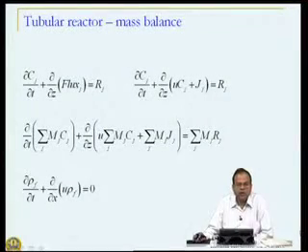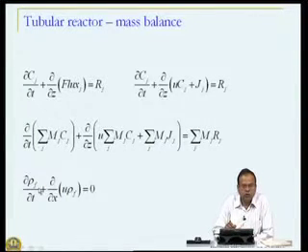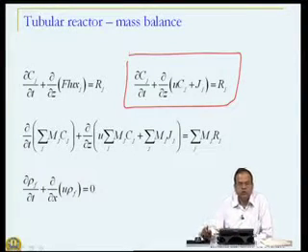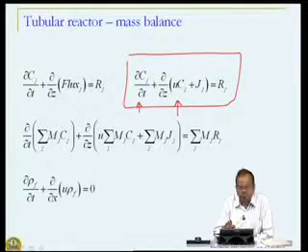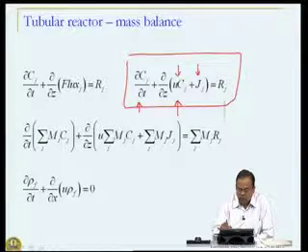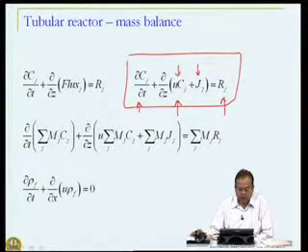So, starting with the tubular reactor and mass balance equations, we have this mass balance equation, and please note we are dealing with a homogeneous system. This is our mass balance equation, which denotes the accumulation term, the fluxes which are both convective as well as diffusive, and the rate of generation of this species. So, this is our mass balance equation for a tubular reactor.